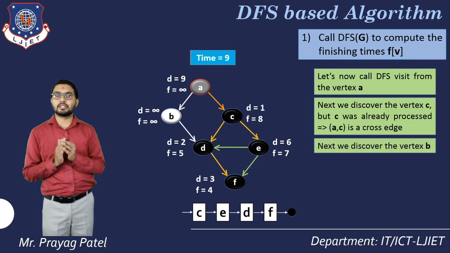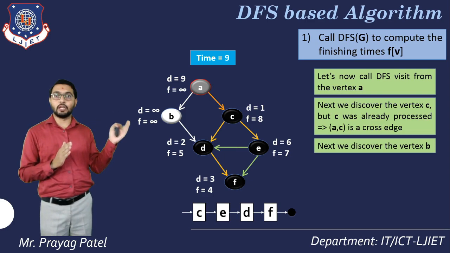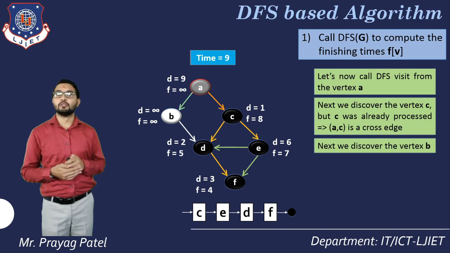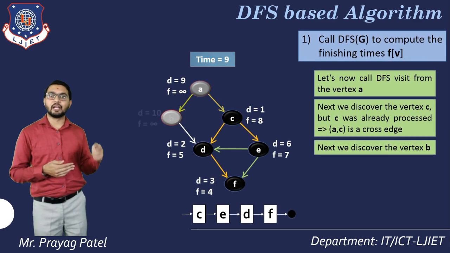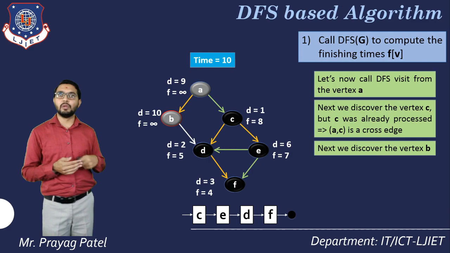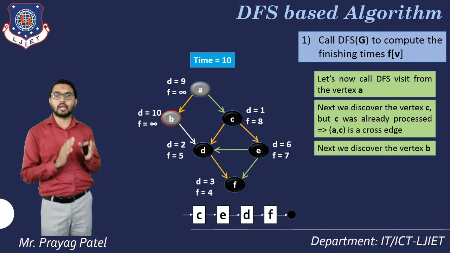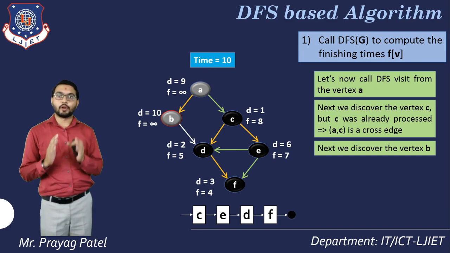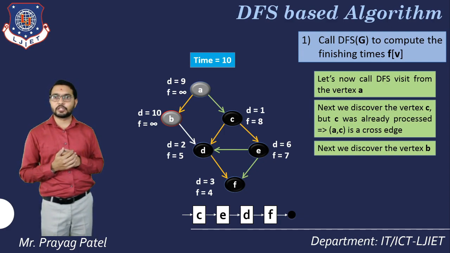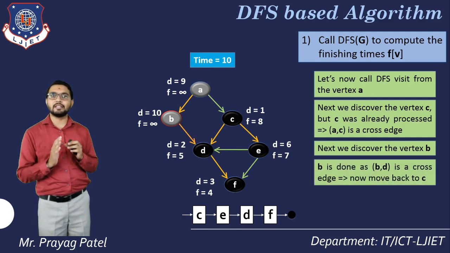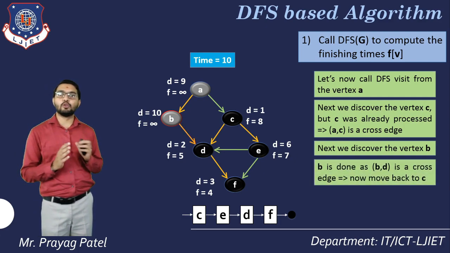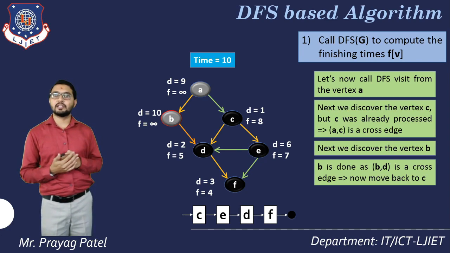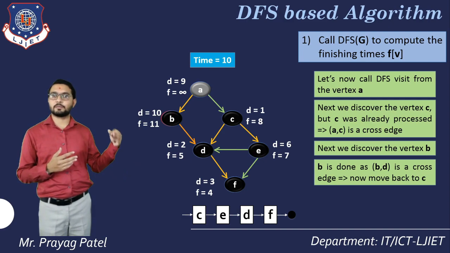Now the next node is B. So consider node B as the next node, and consider the starting time of the node B. For that we increment the time by 1, meaning time equal to 10, then D equal to 10 for the node B, starting time equal to 10. Now from B, check whether any path is possible. Here the B to D path is available, but node D is already covered, so consider the B to D path as a cross edge, so no need to process that node.